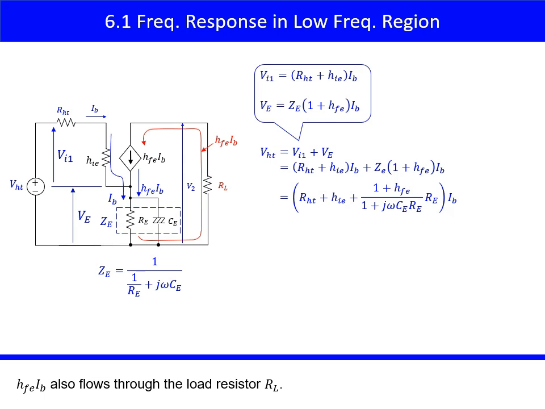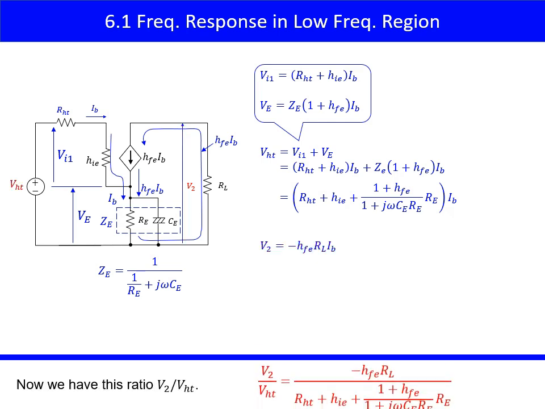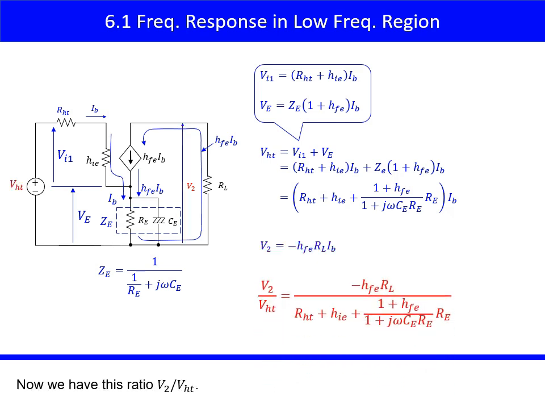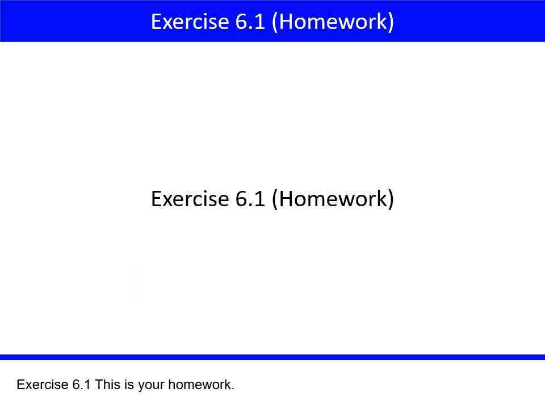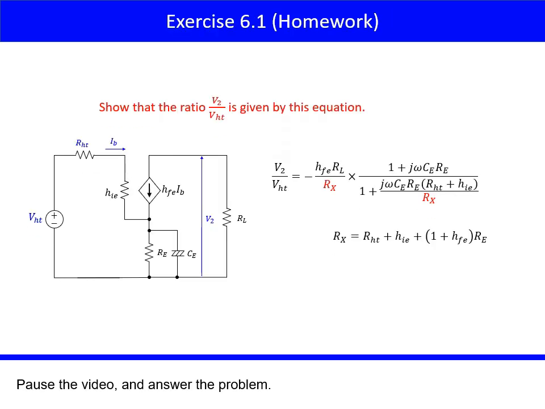HFE-IB also flows through the load resistor RL. So this equation expresses the output voltage V2. Now we have this ratio V2 over VTH. Exercise 6.1. This is your homework. Pause the video, and answer the problem.